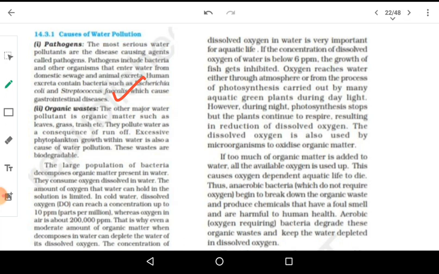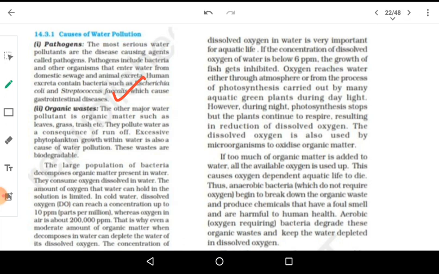The other major water pollutant is the organic matter such as leaves, grass, trash, etc. They pollute the water as a consequence of runoff. Now, extensive phytoplankton growth within the water, even that can be a cause of water pollution. The wastes are usually biodegradable. Now let us see the effect of population of bacteria on water. A large population of bacteria decomposes the organic matter which is present in the water.